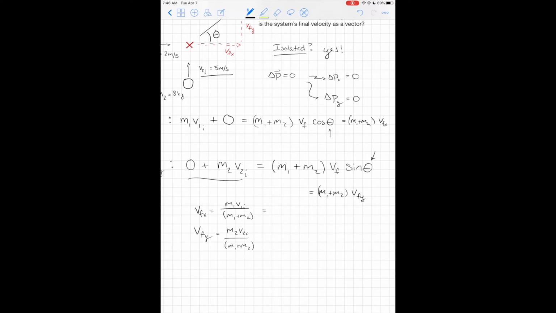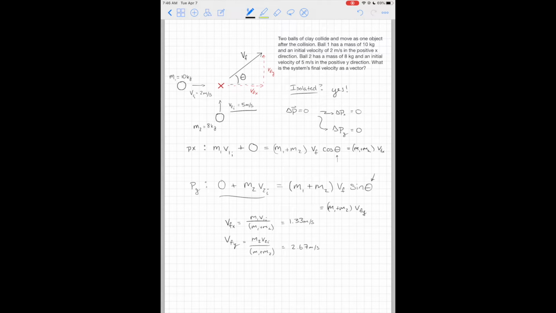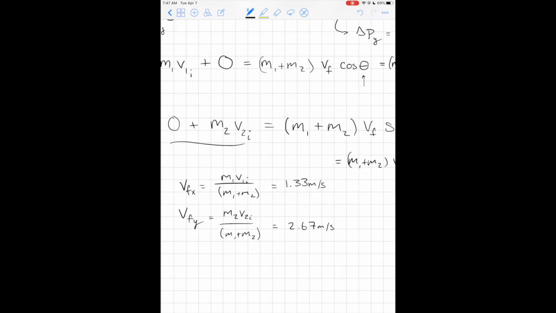When I plug in my numbers, I get vfx equals 1.33 meters per second. vfy, I get 2.67 meters per second. Let's just take a look. Does that make sense? Well, I do think that m2 and m1 are pretty close in mass, but v2 is over twice as large as v1, right? So I do think it would make sense to have our y component be larger than our x component. I think that makes a lot of sense there.